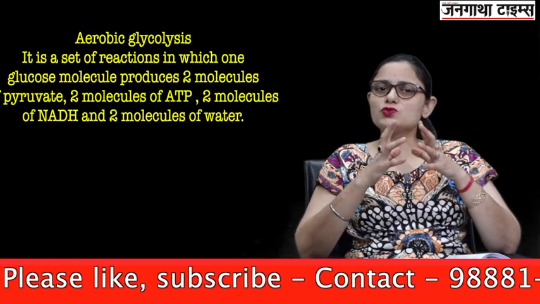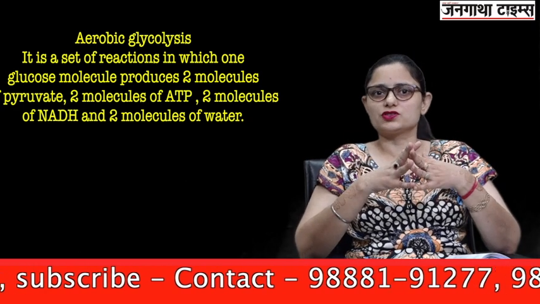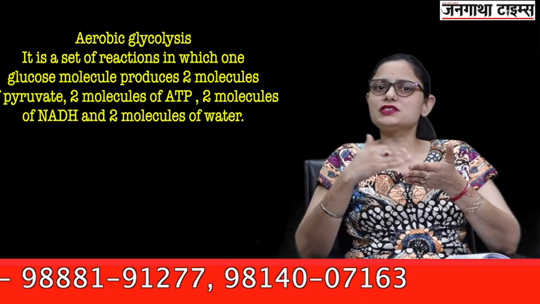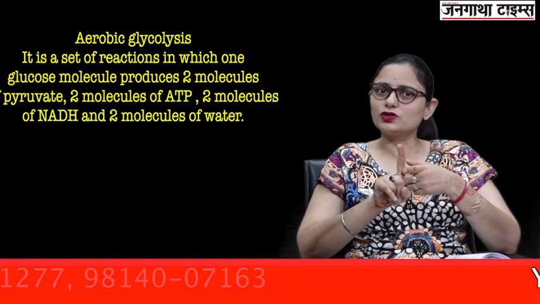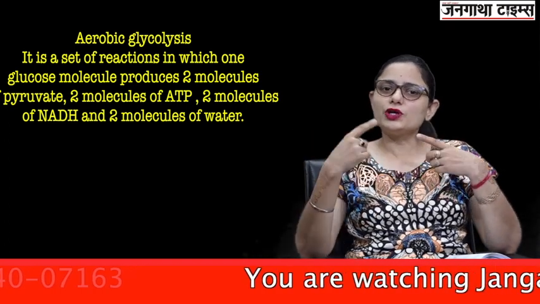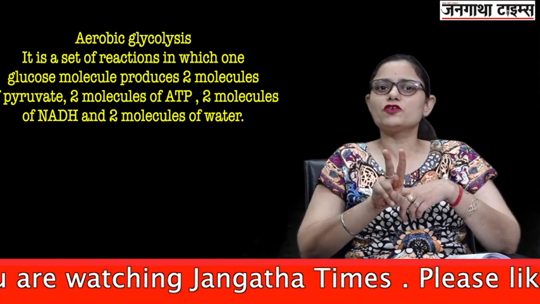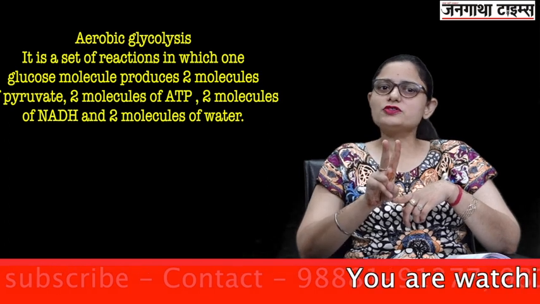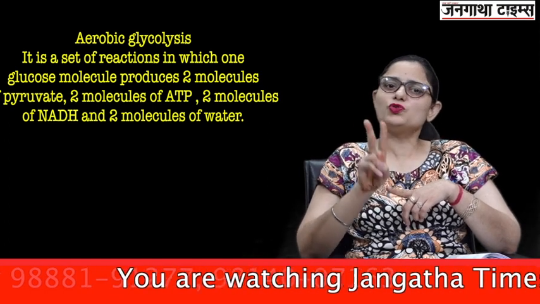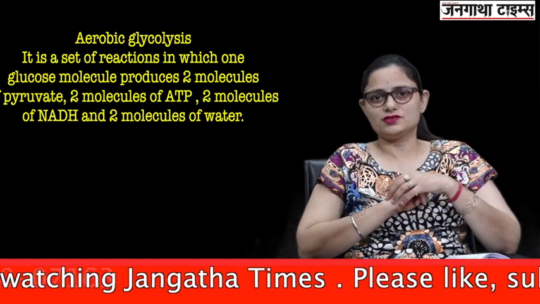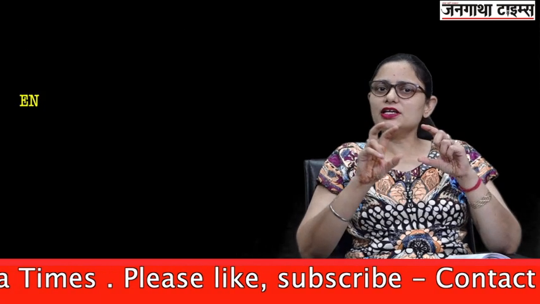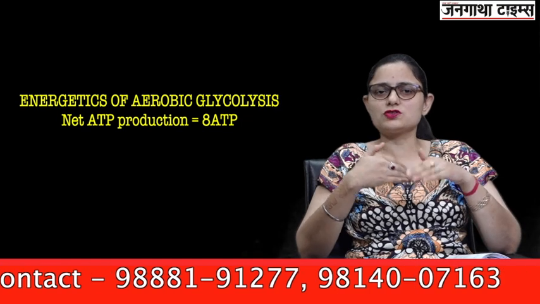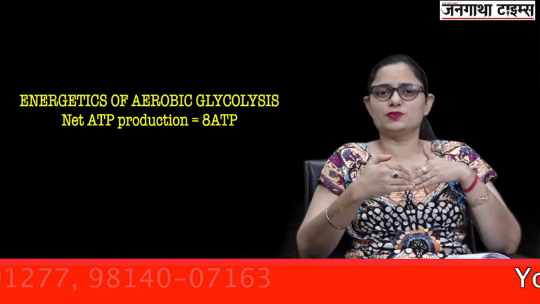Aerobic glycolysis is one which occurs in the presence of oxygen. It is a set of reactions in which one molecule of glucose breaks down to produce two molecules of pyruvate, two molecules of ATP, two molecules of NADH and two molecules of water. And net ATP production during this process of aerobic glycolysis is 8 ATP.